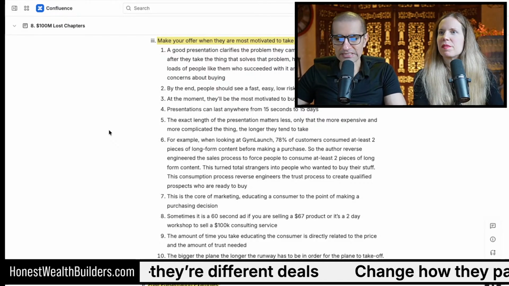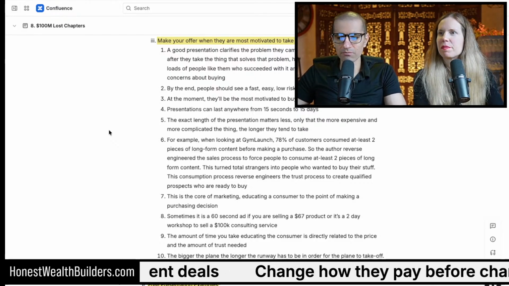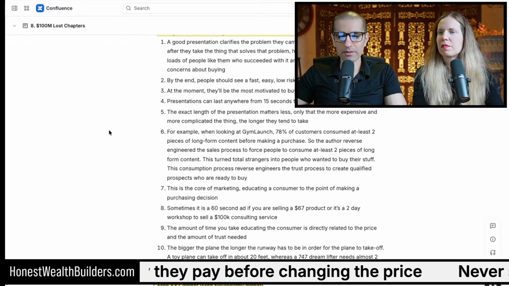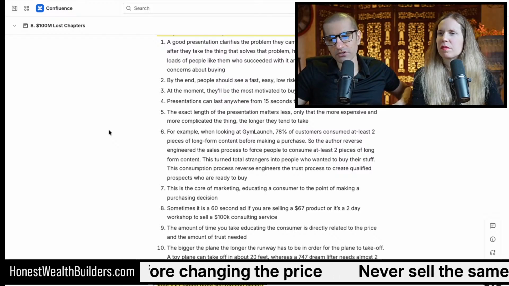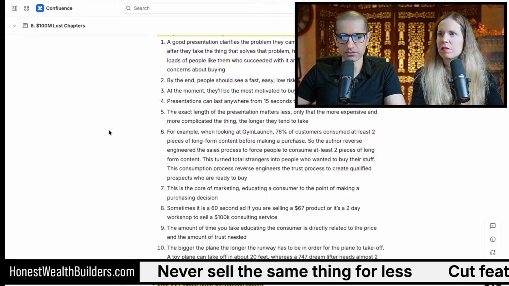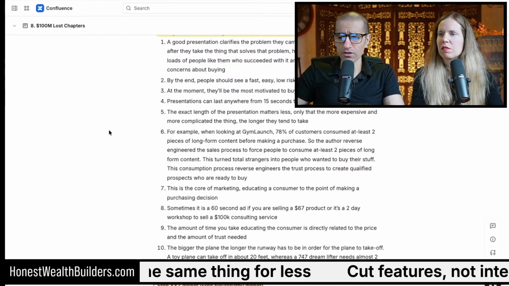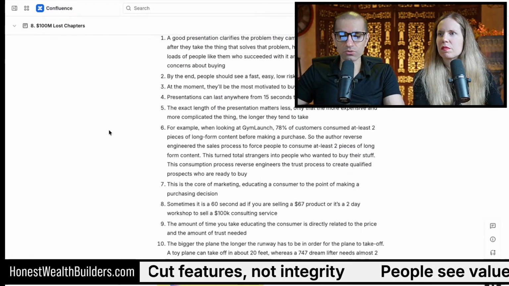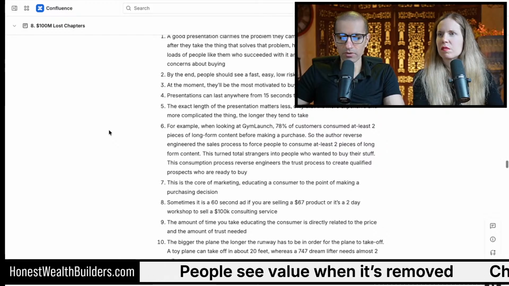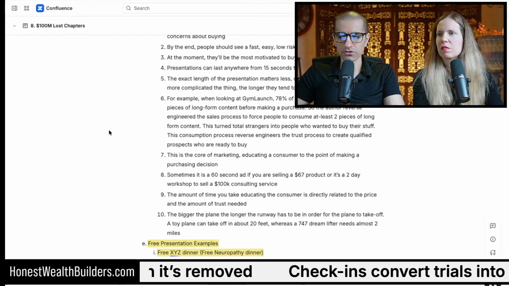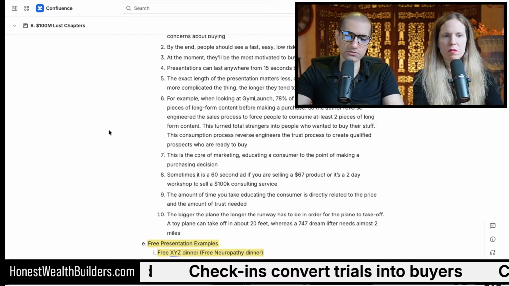The exact length of the presentation matters less, only that the more expensive and more complicated the thing, the longer they tend to take. For example, when looking at Gym Launch, 78% of customers consumed at least 2 pieces of long-form content before making a purchase. So the author reverse engineered the sales process to force people to consume at least 2 pieces of long-form content. This turns total strangers into people who wanted to buy their stuff. The consumption process reverse engineered the trust process to create qualified prospects who are ready to buy.